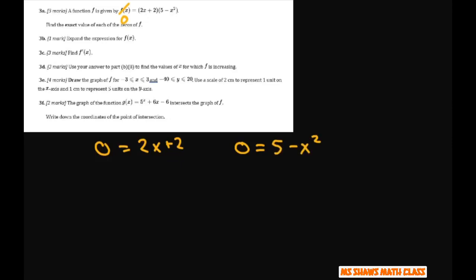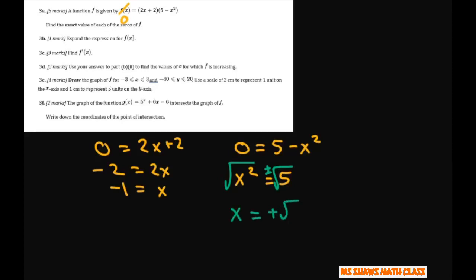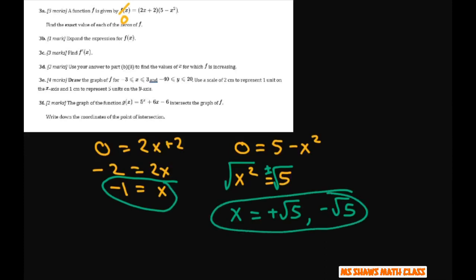So let's solve for x. Subtract 2, so x equals -1. And for this one, add x squared to both sides, and then square root both sides. Don't forget your plus and minus. So you're going to have x equals plus square root of 5 and minus square root of 5, and -1. So those are your 3 zeros.